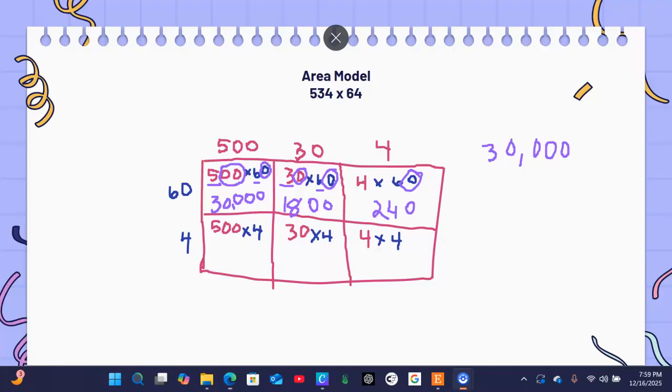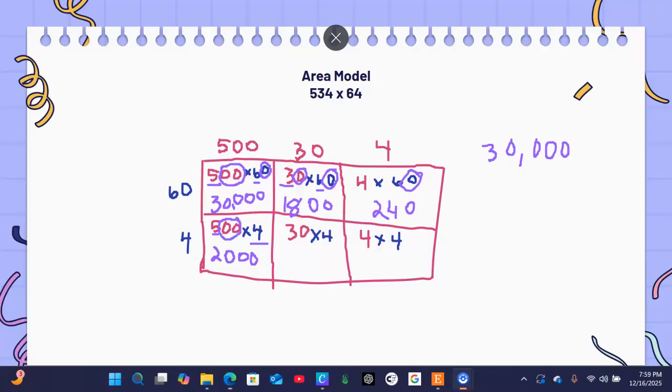Hopefully you guys are seeing how easy this can be. The only thing is that you are going to have to add 6 partial products, but it should be easier for you to see how you can come up with your answer. We know that again, 5 times 4 equals 20. I'm sorry, I did that really fast.